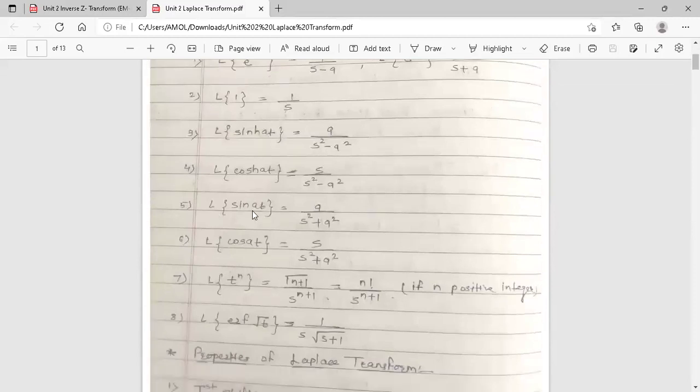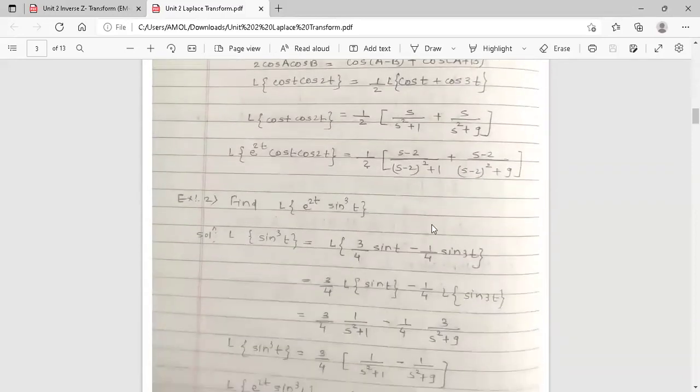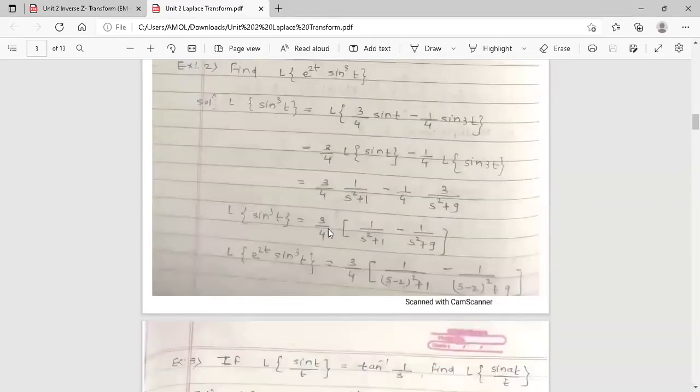What is the Laplace of sine at? It is a upon s square plus a square, where a is the constant coefficient of the sine function. So we are using the same formula here. The constant coefficient with t is 1, so it is 1 upon s square plus 1, minus 1 by 4 Laplace of sine 3t. The value of a is 3, so it is 3 upon s square plus 9. So this is the Laplace transform of sine cube t.